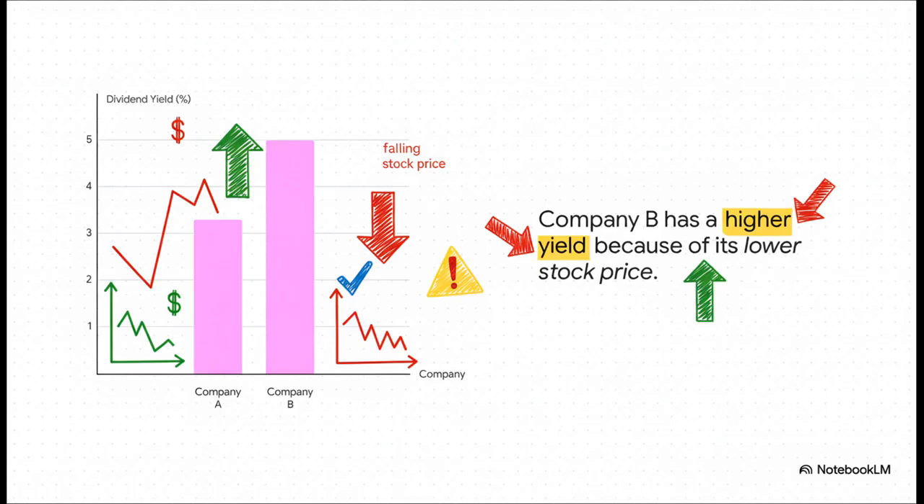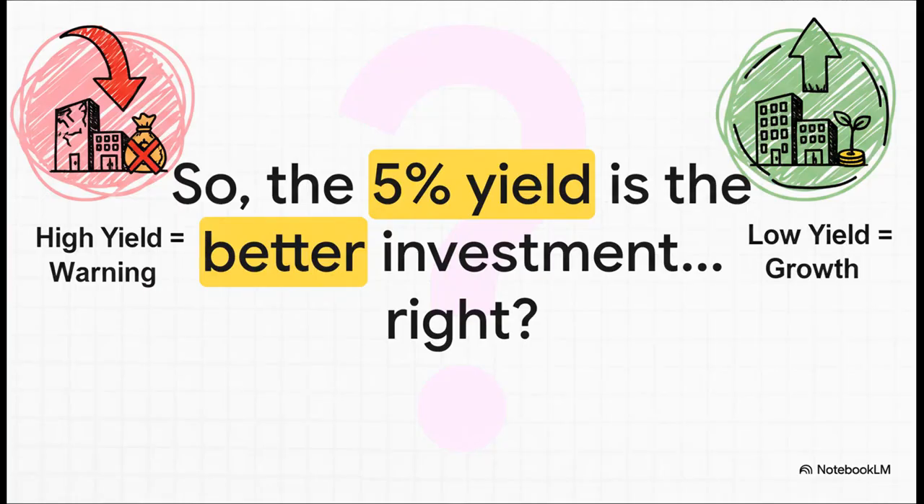So on paper, it looks like you're getting way more bang for your buck with Company B, right? I mean, looking at this chart, it feels like a total no-brainer. A 5% return is obviously better than 3.3%. So you should just pile all your money into Company B, right? Well, hold on a sec. This is where things get a little more complicated and where that simple number can be really deceptive.